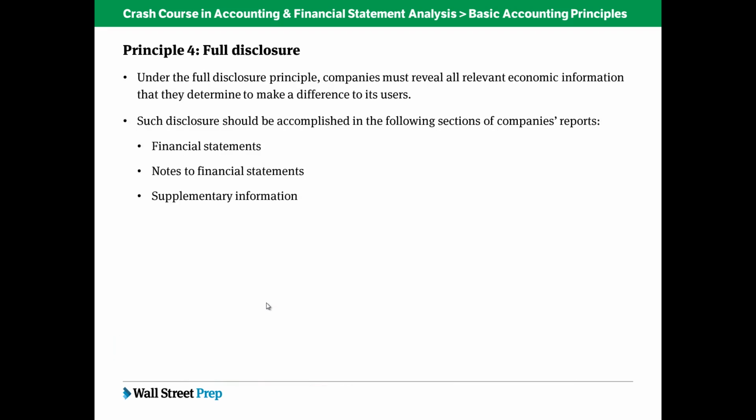The last principle is principle 4, and that's full disclosure. Under the full disclosure principle, companies must reveal all relevant economic information that they determine to make a difference to its user. So such disclosure should be accomplished in the following sections of the company's reports: financial statements, notes to financial statements, and supplementary information.